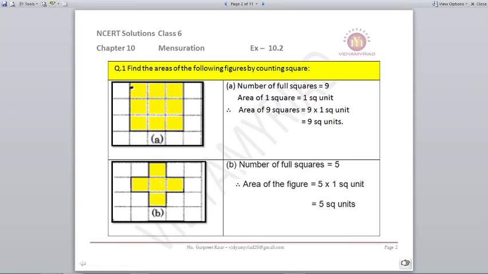B part, it's like a cross. How many squares are used? 5 full squares are used. So 5 multiplied by 1, 5 square units.